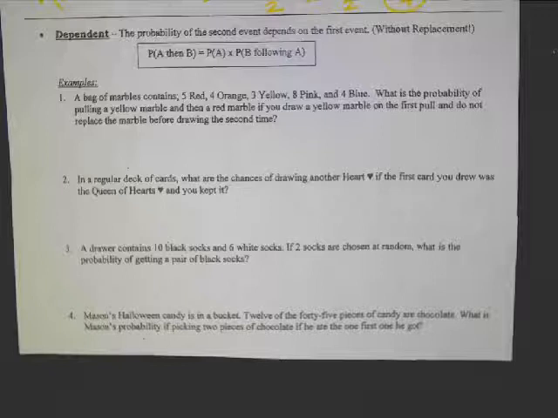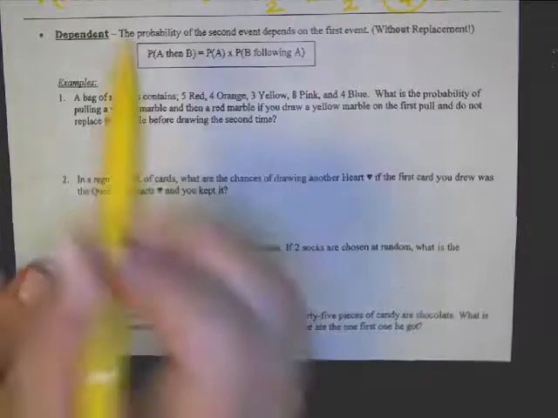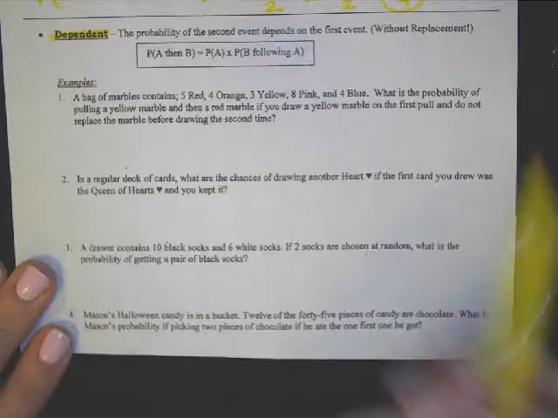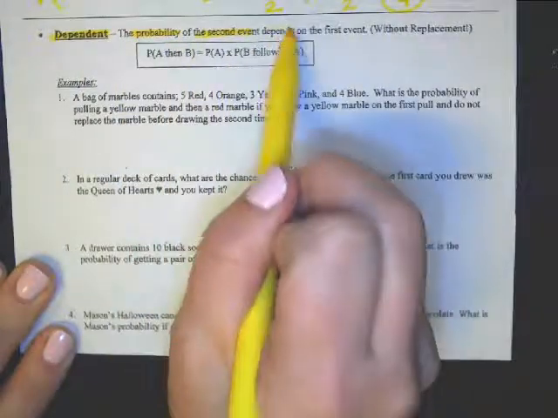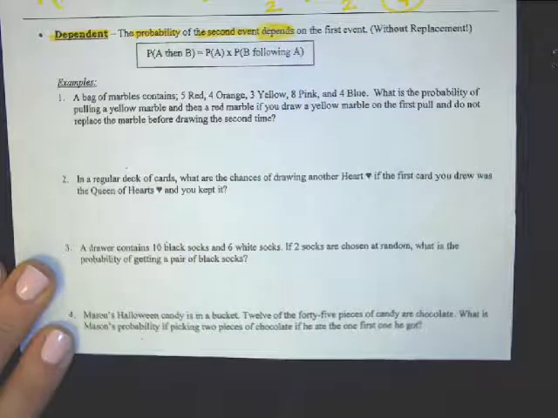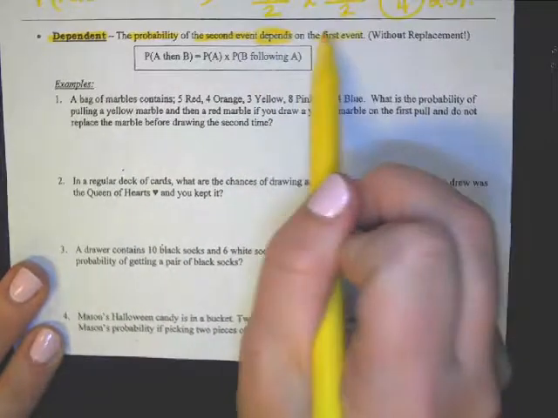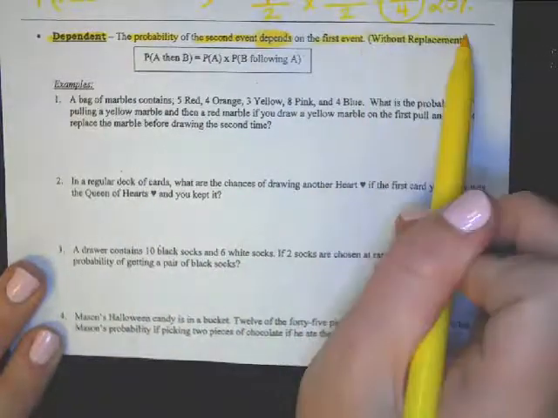Wildcats, now we're going to take a look at dependent events. Dependent means the probability of the second event depends on the first event. So if you have a highlighter, I would highlight the word dependent. We're trying to find the probability of the second event, but it depends, that's where we get the word dependent, on the first event. Now this is without replacement.